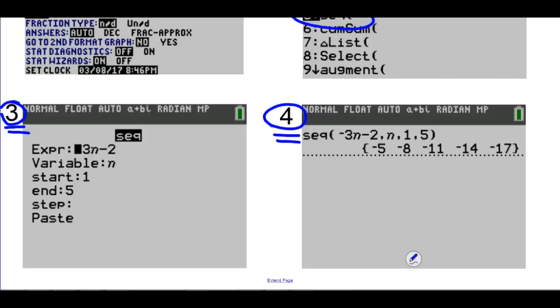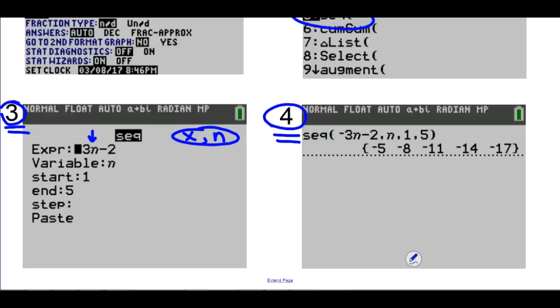And in this case, our expression is 3n minus 2. Now you might say, well, where do I get the n? Don't use the alpha n, but there's a button up there that has the x on it that you usually use for x. If you're in sequential mode, your calculator now knows that when you press that, it's going to give you n. And if you were in that parametric mode, it would give you something else.